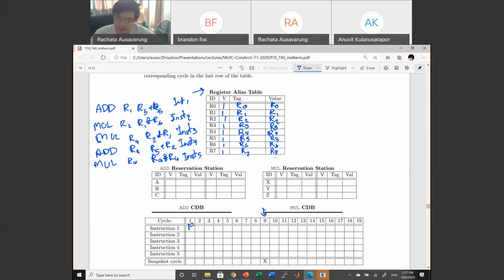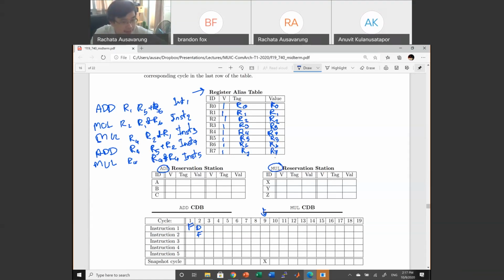Fetch and decode. Instruction 2 is being fetched. Instruction 1 is now being decoded. So when you are decoding, what we assume is when you decode, you add that instruction into the reservation station. There's one for an adder, another one for the multiplier. Which one are we adding for instruction 1? Instruction 1 is the add, right?